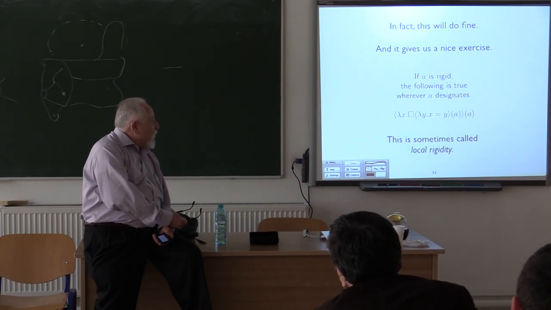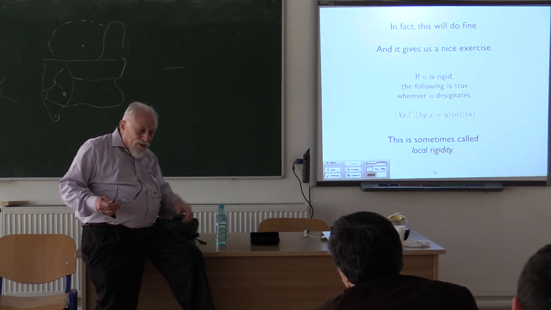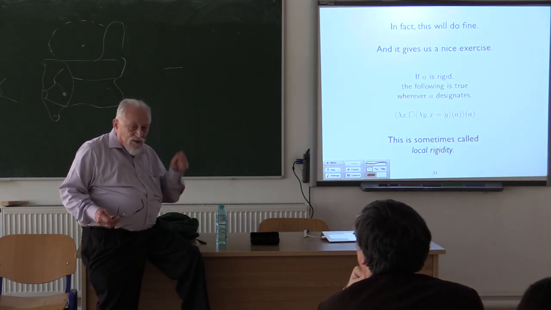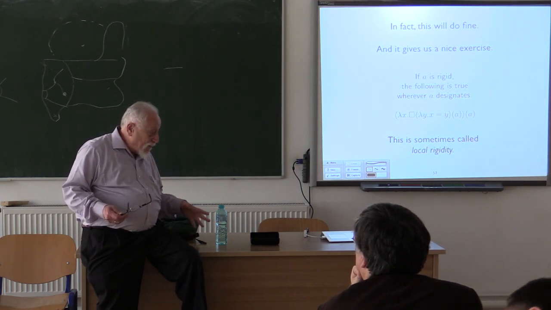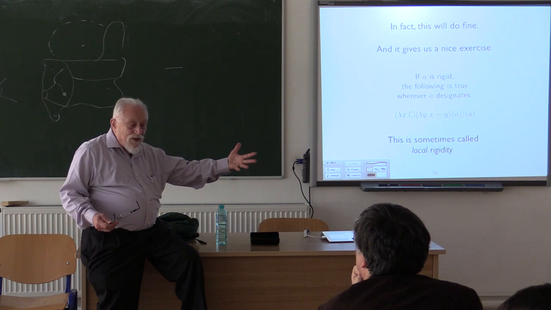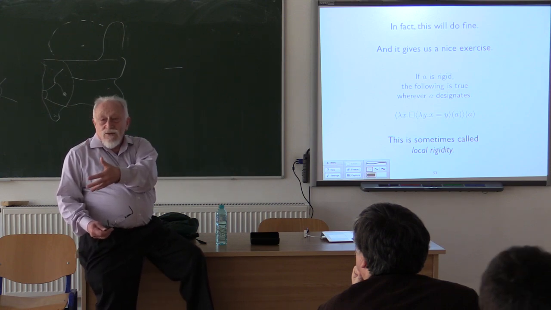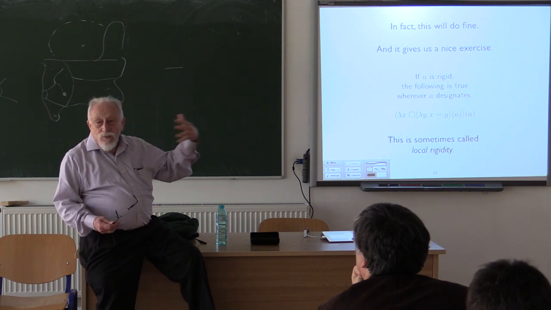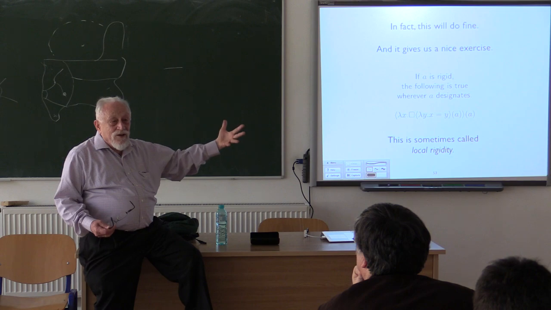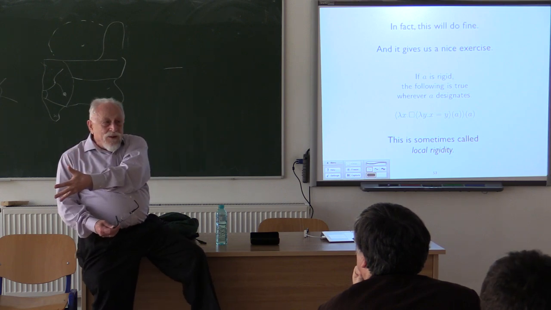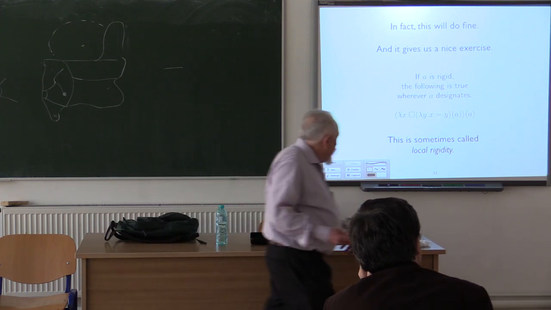Actually, this is what's called local rigidity. The usual definition of rigid is it's the same in all worlds where it designates something. But you can have worlds here and worlds here, and you can't get from these to these. There's no path of accessibilities that will take you from here to here. And so there's no modal formula you can say that's true here that says anything about these worlds. So this is local rigidity.